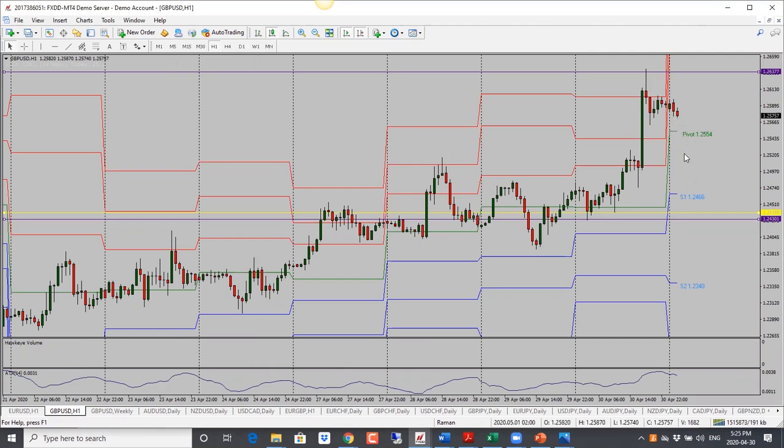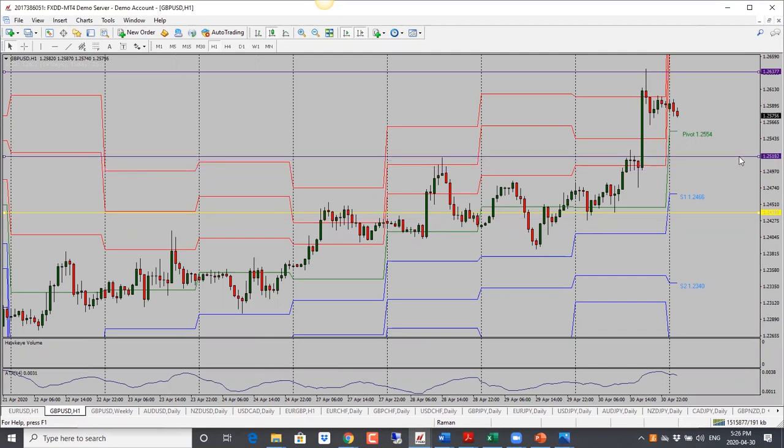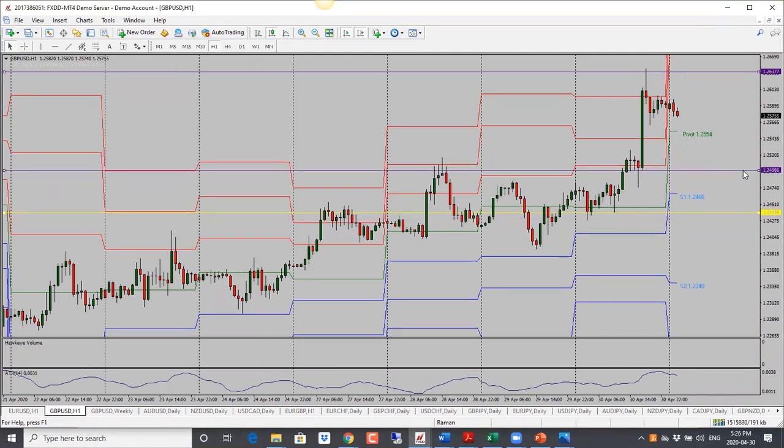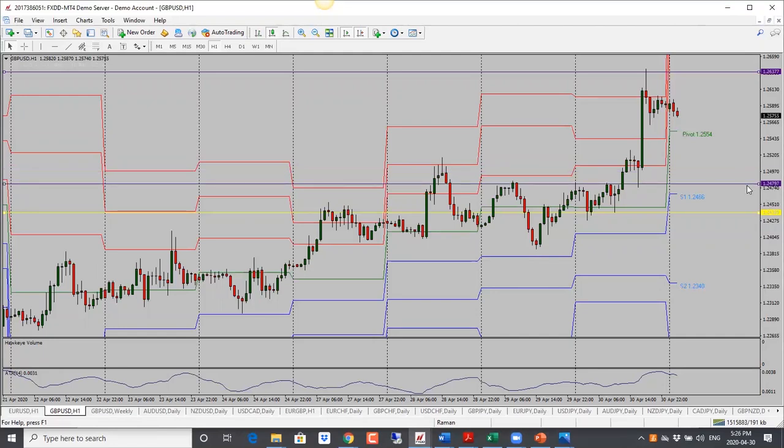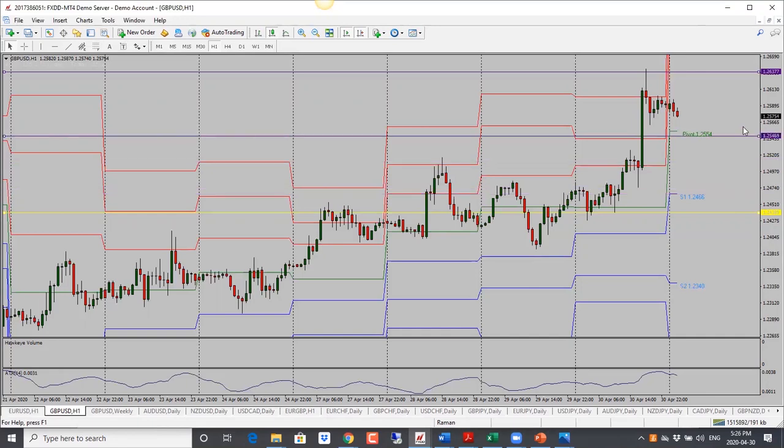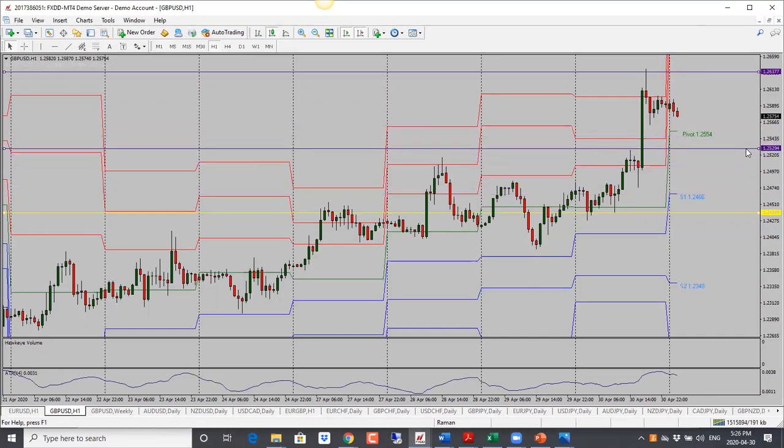Here I would again look for this move back towards 1.2520 and potentially even into 1.2465 level, back into the support level here. So I would watch out for this one. I think we could see a drop.